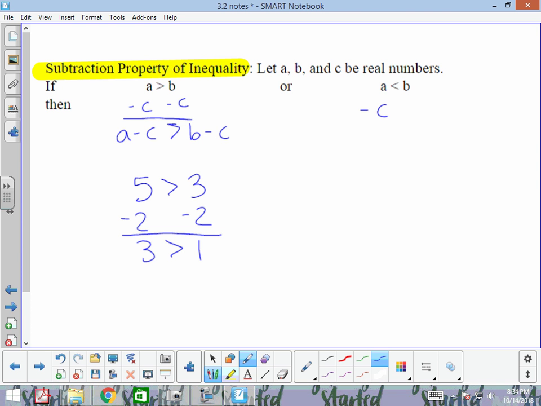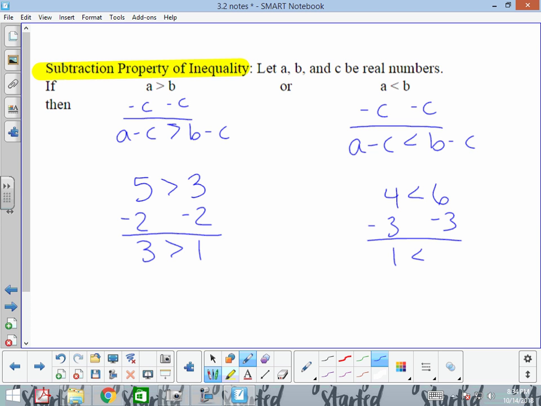Same thing if A is less than B. If we subtract C from both sides, then we get a true inequality. So same numbers as above. If 4 is less than 6, which is true, and we subtract 3 from both sides, then the inequality is 1 is still less than 3.